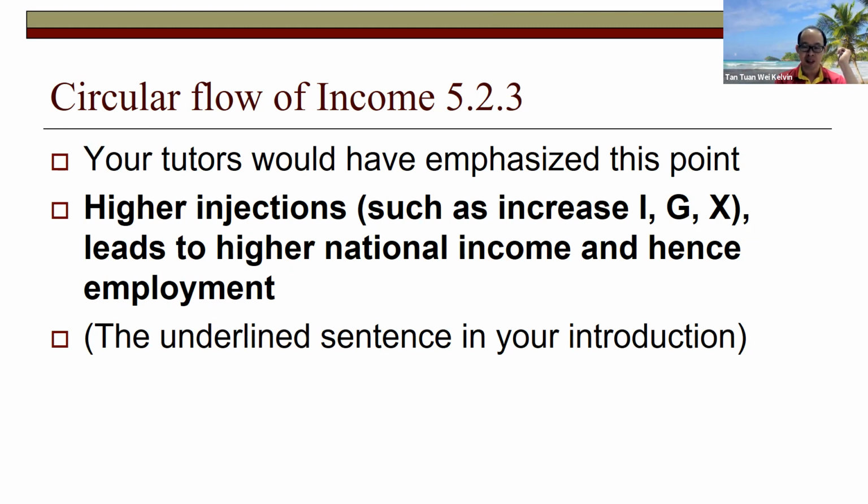Let me repeat that again. In the circular flow of income, we have taught you what are injections and what are withdrawals or leakages. Now, your tutor would have emphasized this point: if there are higher injections, it will lead to a higher national income and hence employment. This is the underlying sentence in your introduction in 5.2 and 5.3. Can I recommend that all of you highlight that sentence now?